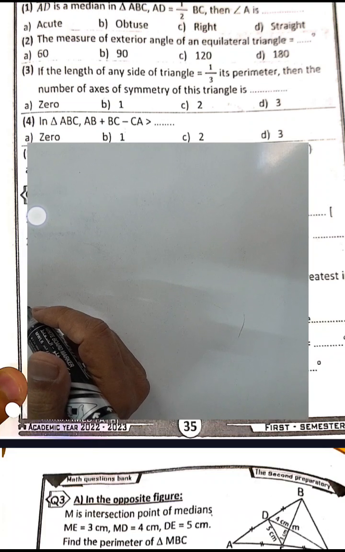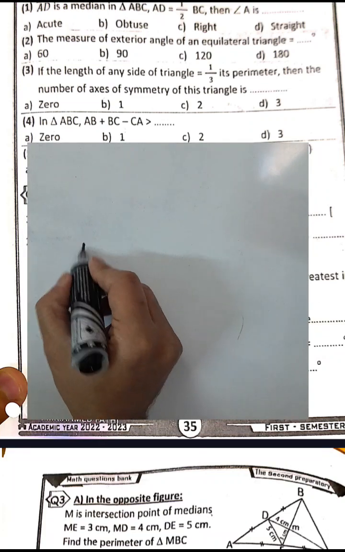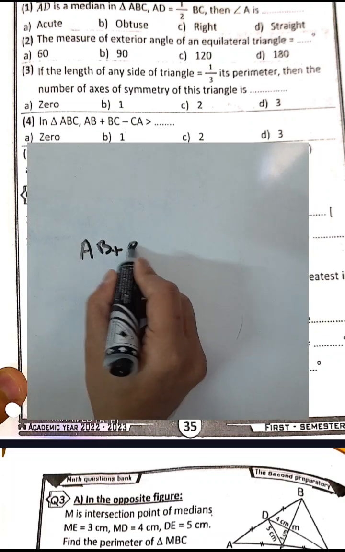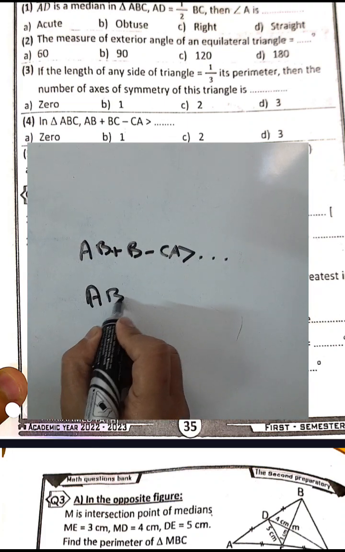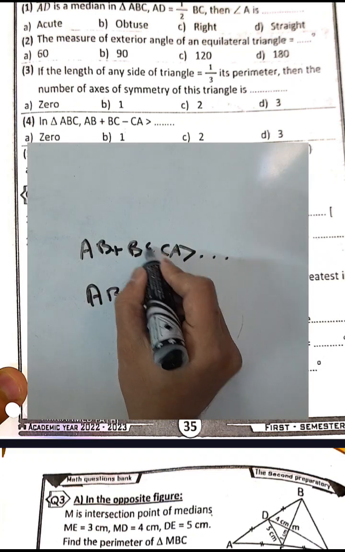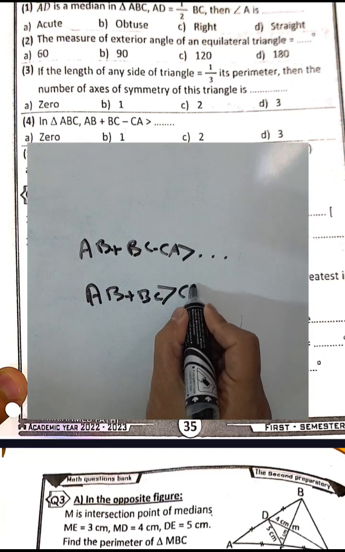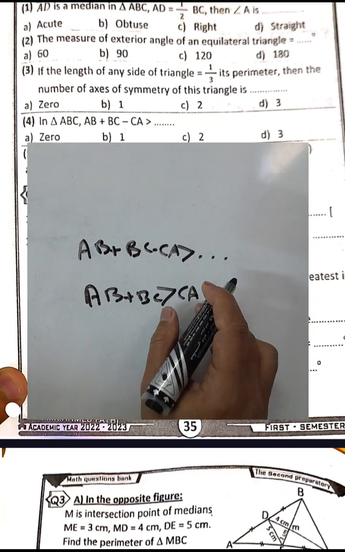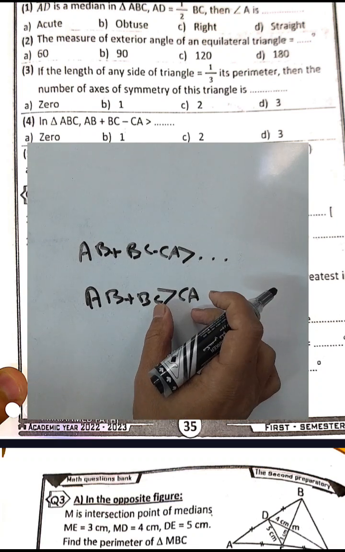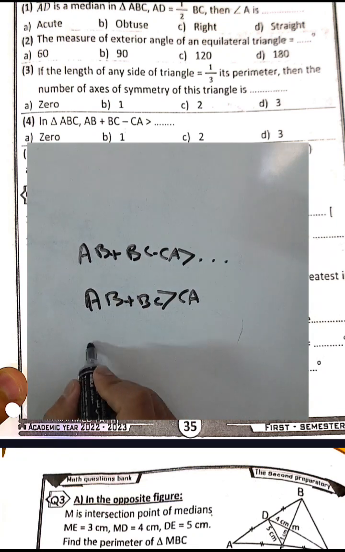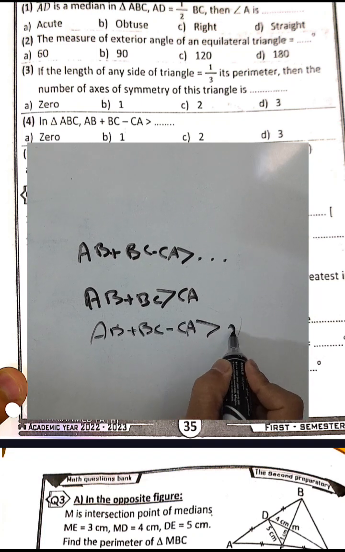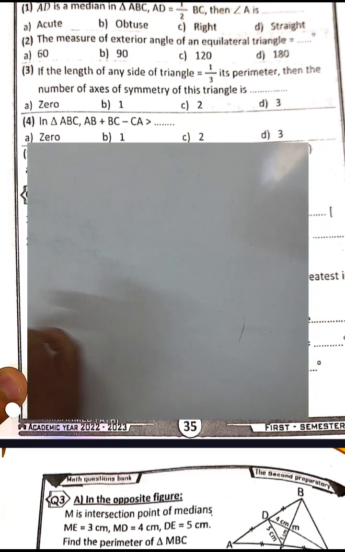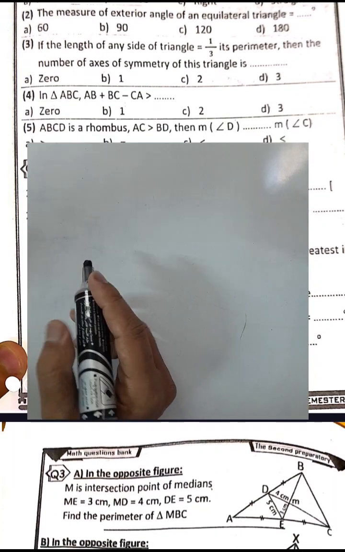Question number 4. In any triangle ABC, AB plus BC subtract CA is greater than what? We know AB plus BC is greater than CA. Then we move CA to the left-hand side by subtracting it, so AB plus BC subtract CA is greater than 0. Okay, choose letter A. Question number 5.